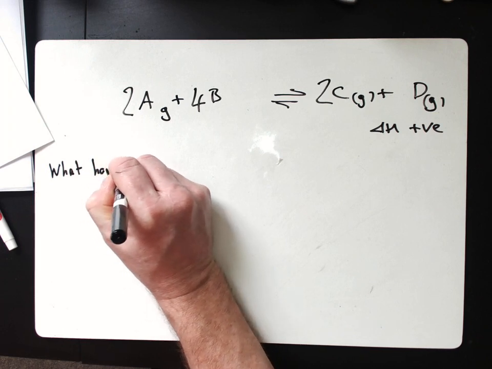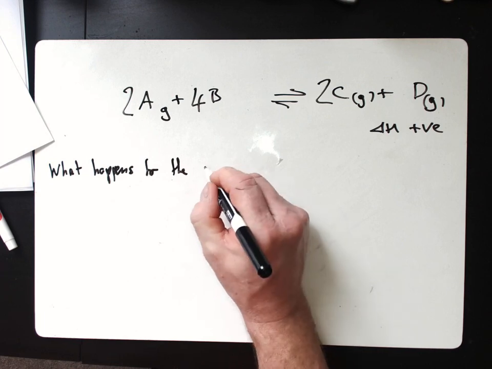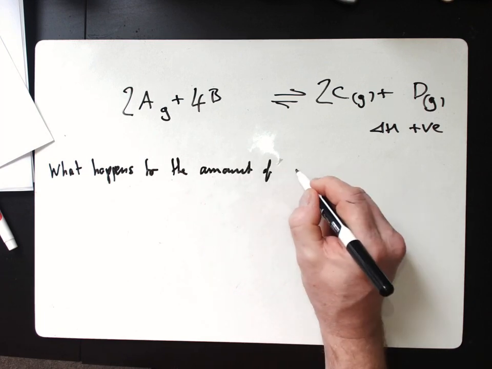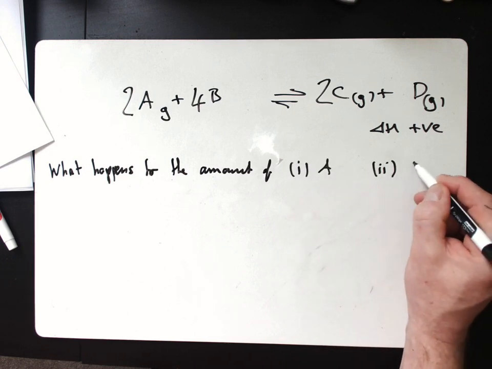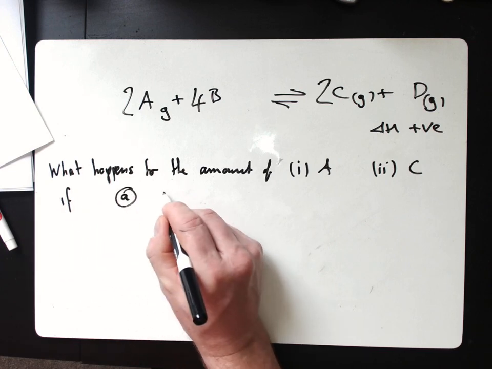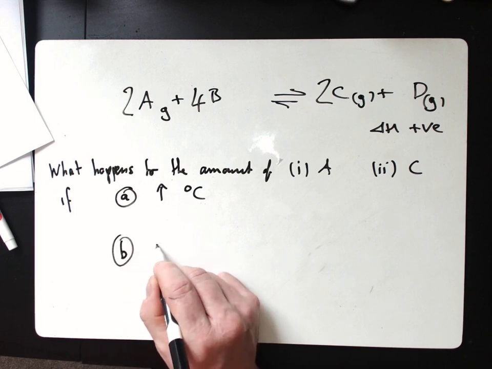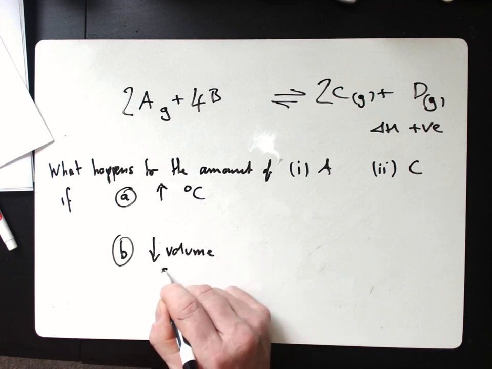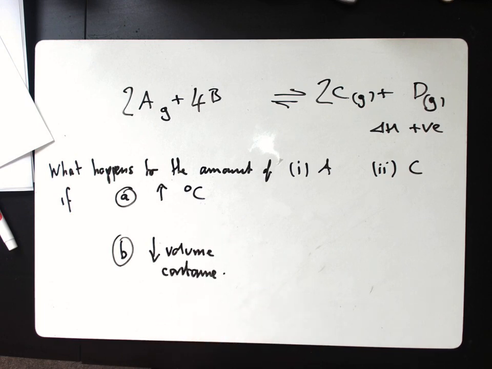So they might say, for example, what happens to the amount of A and the amount of C if, let's say, A, we increase the temperature, and B, if we decrease the volume of the container. So let's look first of all at the top one.